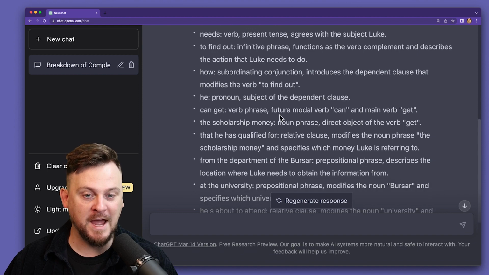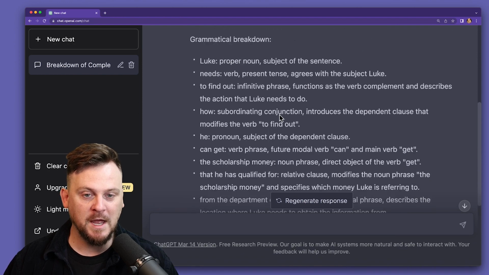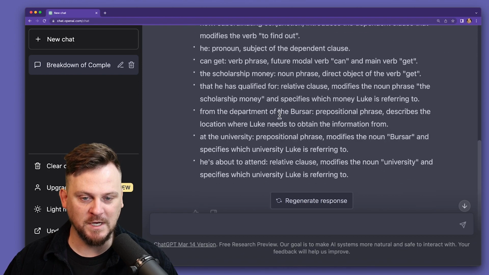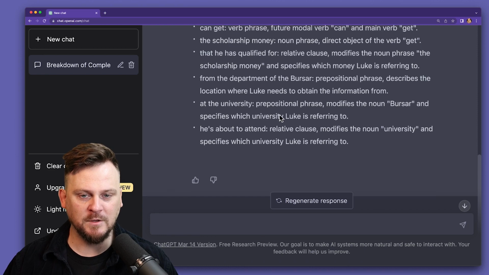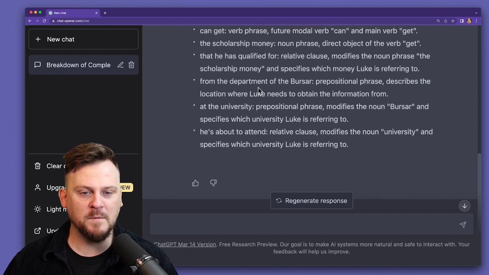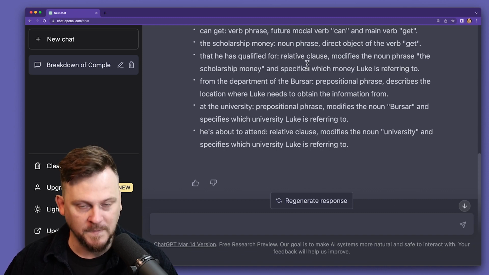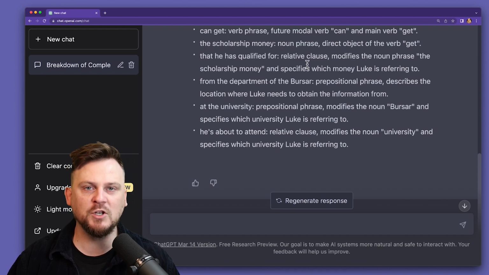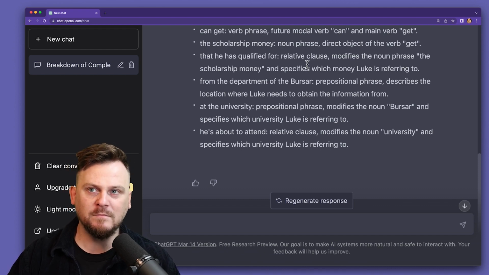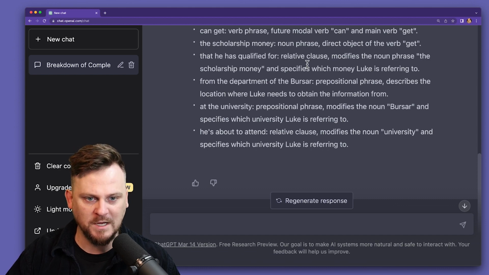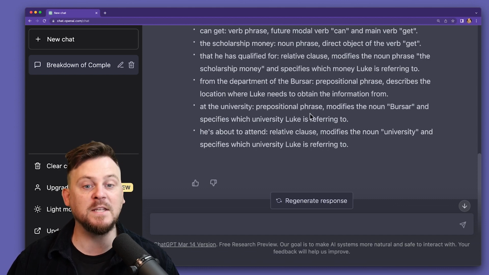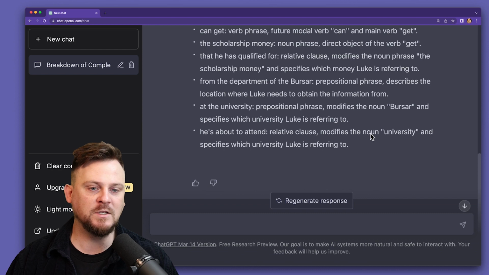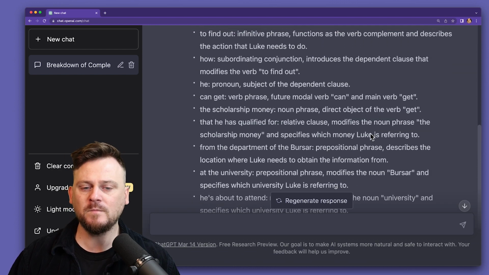And I think that is more useful and a little bit more interesting. Yeah, absolutely. "From the department of the bursar," prepositional phrase, describes the location where Luke needs to obtain the information from. Also makes sense. A prepositional phrase starts with a preposition and gives you something about where it is, the position. Well, as it says, describes the location where Luke needs to obtain the information from.